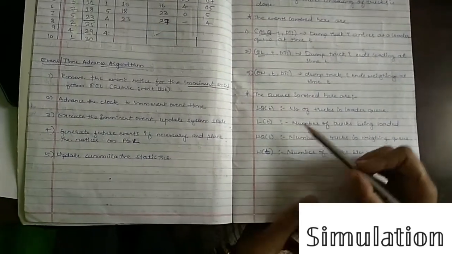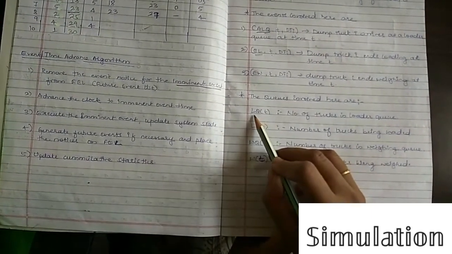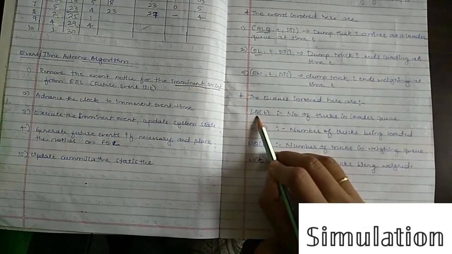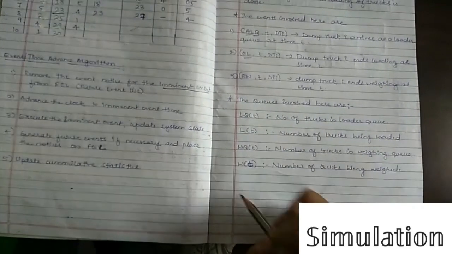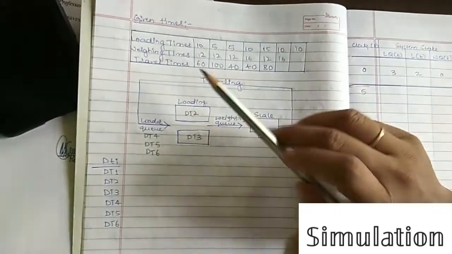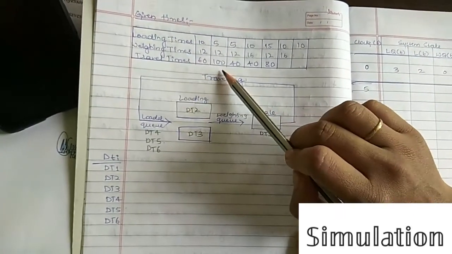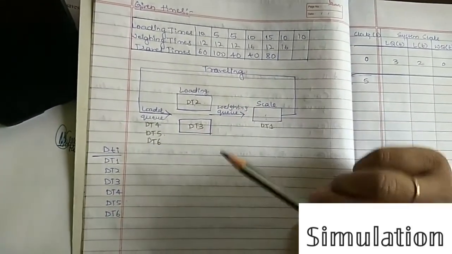Then we come across these queues. LQ of T means how many dump trucks are present in the loader queue. L of T means how many trucks are being loaded currently. WQ means the number of trucks waiting in the weighing queue, and W of T means those being weighed. We will see that in the problem. This data will already be given to you: the loading time, weighing time and travel time of the dump trucks. So this is the initial scenario of the problem.